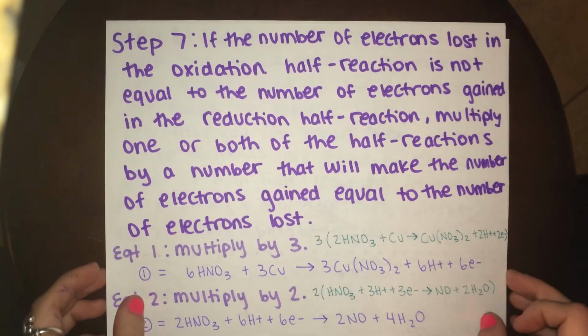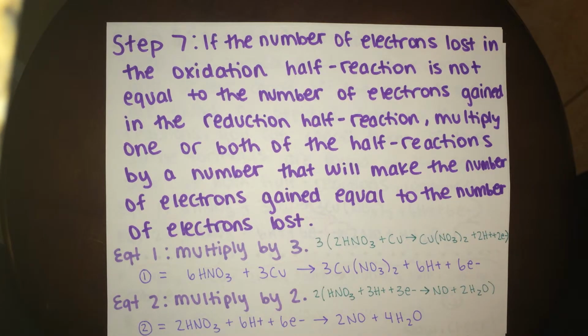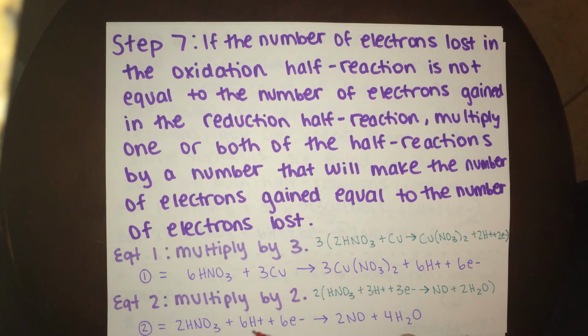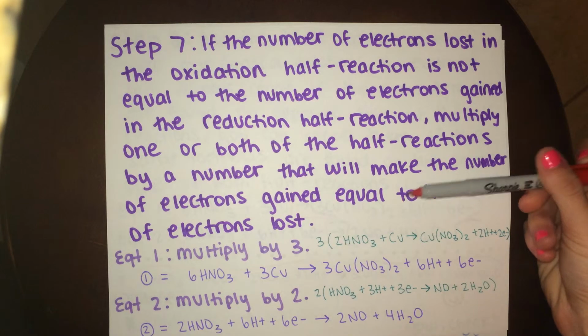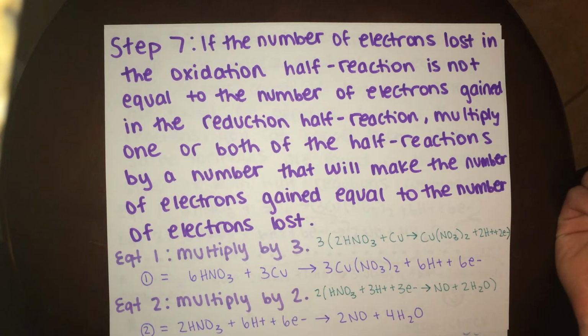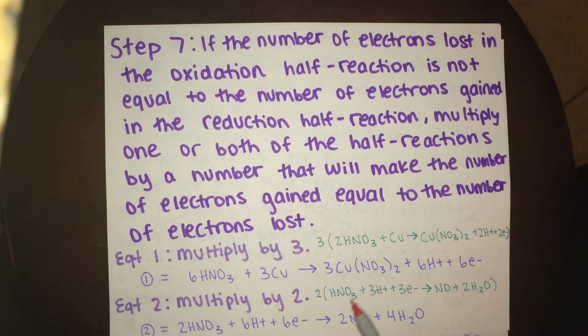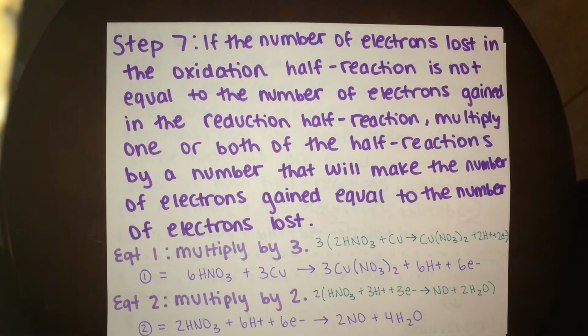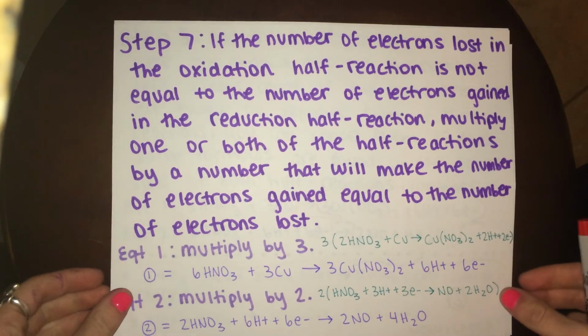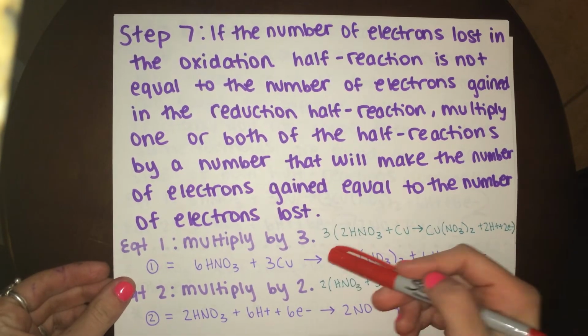Step 7. If the number of electrons lost in the oxidation half reaction is not equal to the number of electrons gained in the reduction half reaction, multiply one or both of the half reactions by a number that will make the number of electrons gained equal to the number of electrons lost. So you're going to multiply each equation by a number that makes the number of electrons gained equal to the number of electrons lost. Here you're going to multiply this equation by 3 and this equation by 2, making the numbers equal so that they cancel out. If you multiply this by 3 and this by 2, these will be your answers.